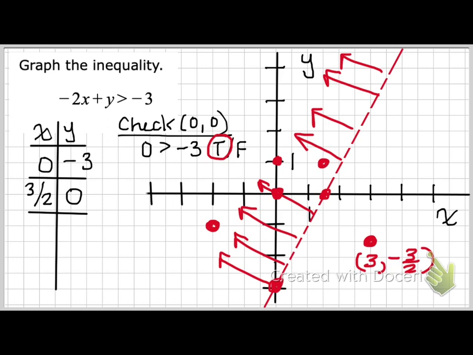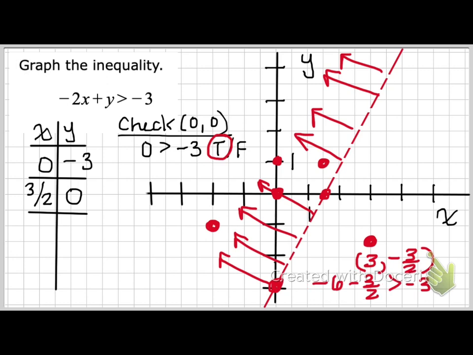What would I have? If I plug in a 3 for x, I'm going to have negative 6, plus, if I plug in 3 halves for y, and I'll just do that as a minus, that would be minus 3 halves. And then the question is, is that greater than negative 3? And obviously no. We can look at that and say negative 6 minus 3 halves is definitely not greater than negative 3, because it's going to be more negative. It's going to be to the left of negative 3. So that is not a solution to this inequality.